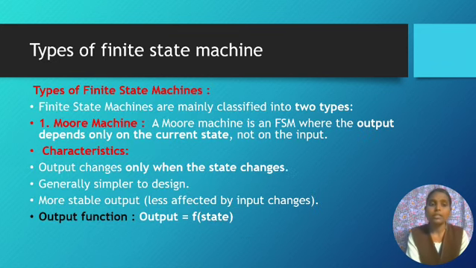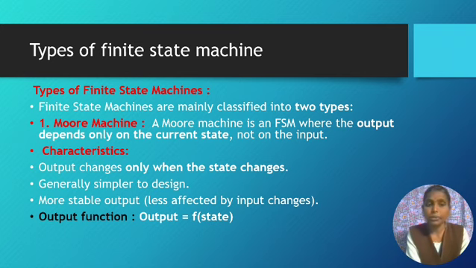And now we have discussed the types of finite state machine. Finite state machines are mainly classified into two types. Number one, Moore machine, and number two, Mealy machine. Firstly, we discuss the Moore machine. A Moore machine is an FSM, that means finite state machine, where the output depends only on the current state, not on the input. And the characteristics of Moore machine: output changes only when the state changes.